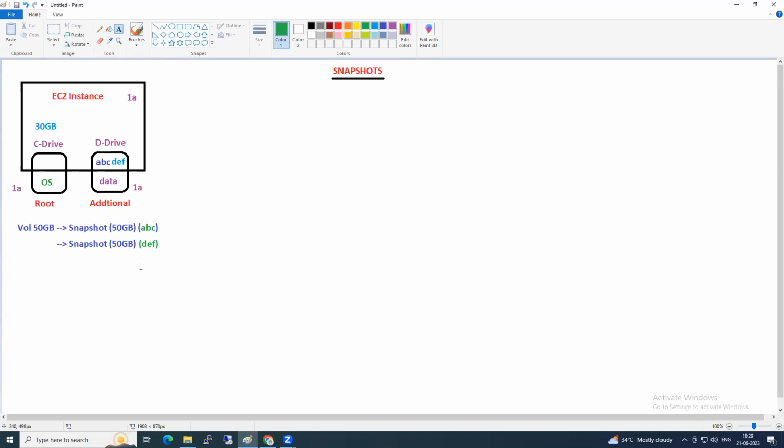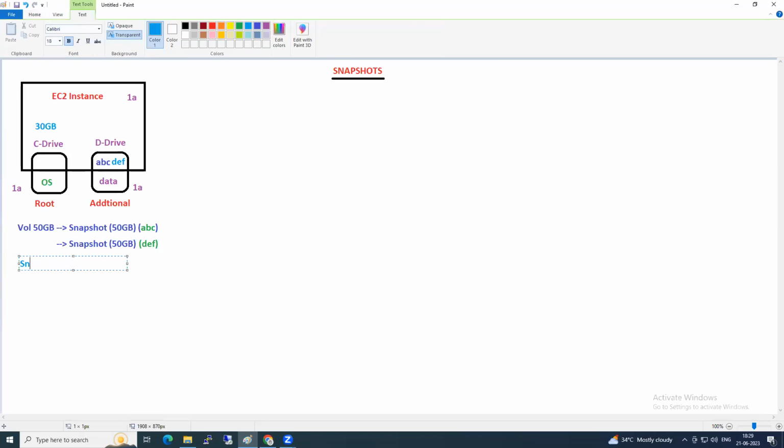For that reason, remember, AWS is not taking the full backup. So when I take a snapshot, the first time it will take the full backup. The second time, is it required to take a full backup? No, only the incremental data, correct? Only the incremental data is backed up. So can I say snapshots are what? Incremental backup.